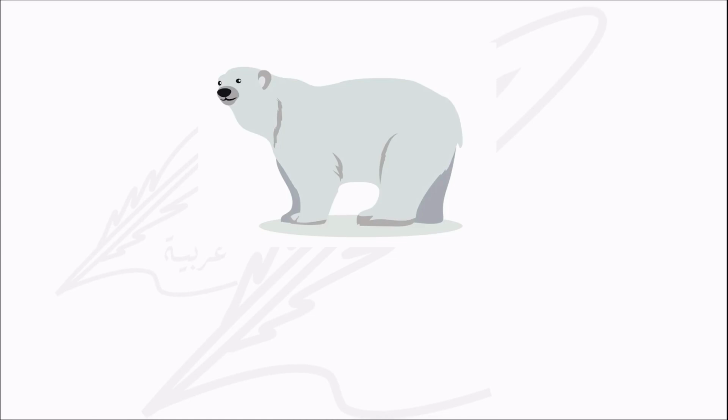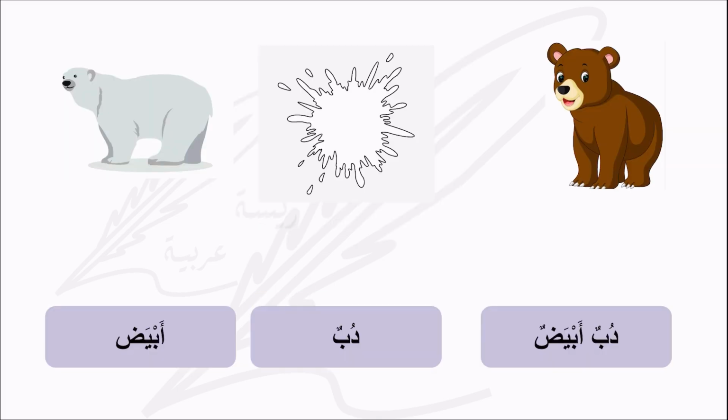So here we have white bear. So how can we say white bear in Arabic? We have the noun first, and that is the animal. So we have دب. Then we have the color white. So it's دب أبيض. Repeat after me. دب أبيض. Good job. So here, how do we say bear? Bear is دب. Correct. How do we say white? White is أبيض. Of course, white bear is دب أبيض.